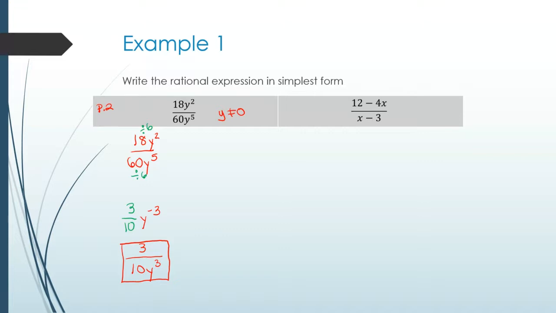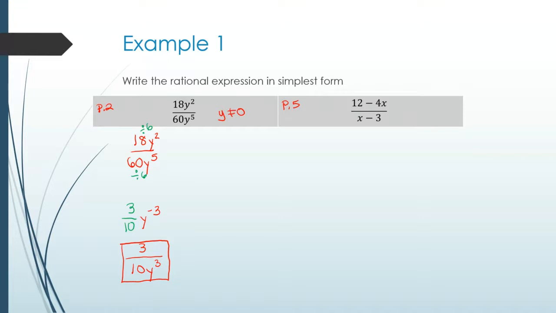Now I'm going to look at the second example, and this is what we consider a more traditional rational expression, where you actually have things added and subtracted. You basically have polynomials on the top and the bottom. And to do that, we need to factor. So I'm going to just label this. Now this is more of a P.5 kind of problem.